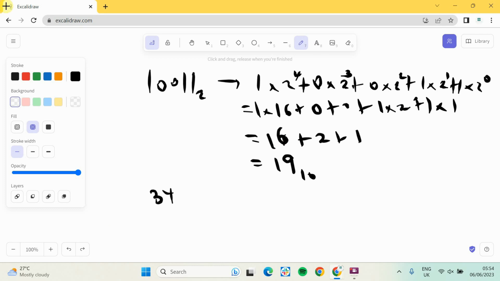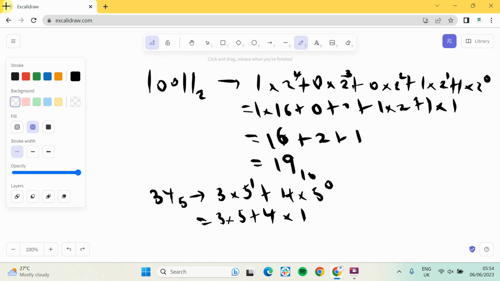So 34 base 5. So that will be what? 3 times 5 raised to, plus 4 times 5, right? So give it the power from 0, from right to left. So this will be 0, this will be 1. 3 times 5 raised to the power 1 is 5, plus 4 times 5 raised to the power 0 is 1, right? So 3 times 5 is 15, plus 4 times 1 is 4. By the time you add this, this is going to be 19 in base 10. This is a coincidence, right? So this is 19 in base 10, this is 19 in base 10.